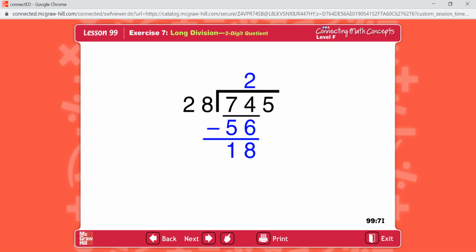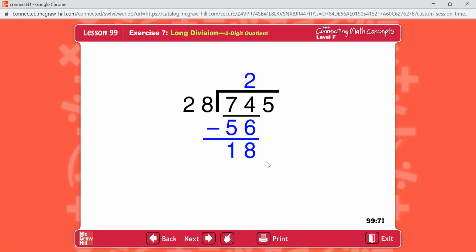The first digit of the answer is 2. You subtracted 56, the remainder is 18. Now you'll work the problem for the ones digit of the answer, bringing down this 5. Do that and complete the problem. Pause the video now to work it. Resume when you're ready.